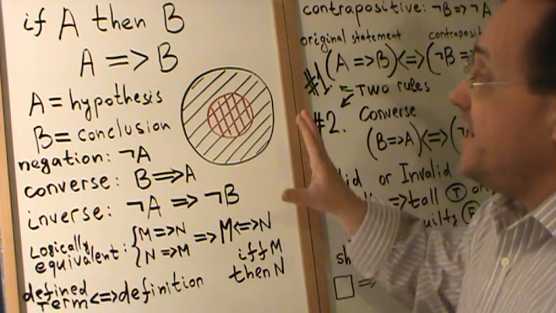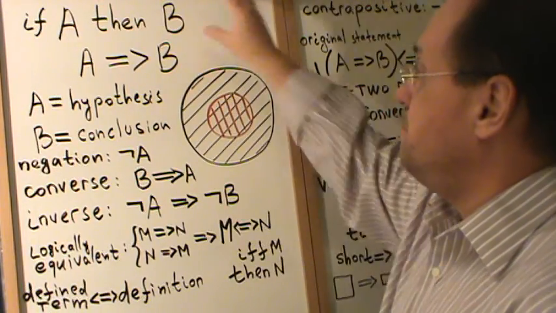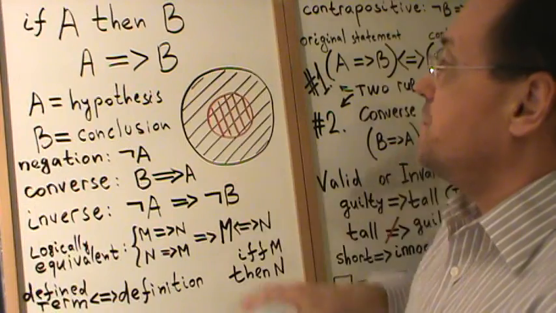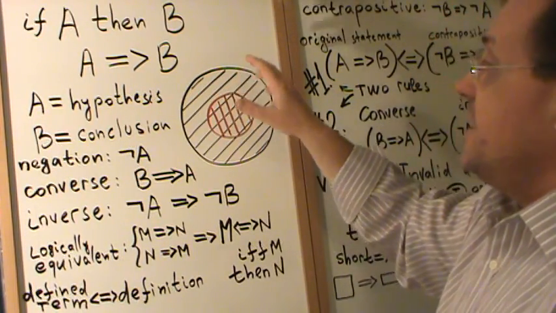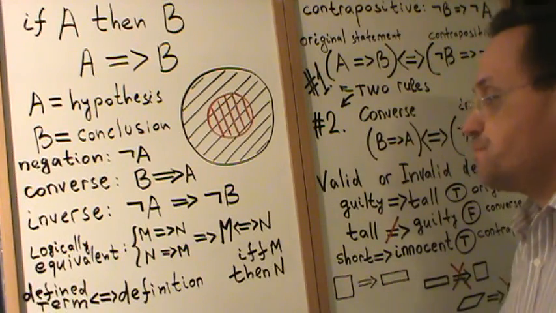Actually, there are three statements here. A is a statement, B is a statement, and the whole conditional statement, if A then B, is another statement. So there are three statements here.